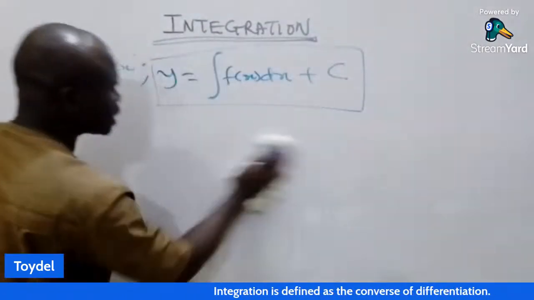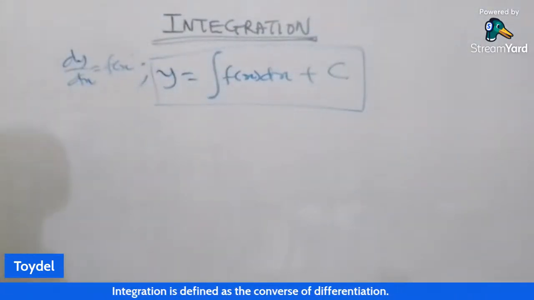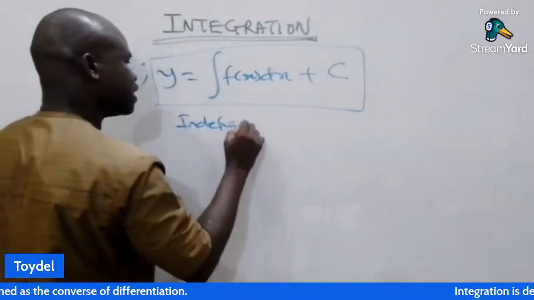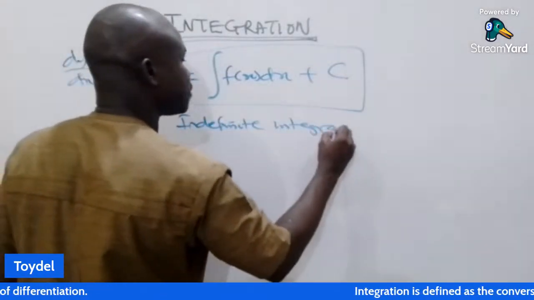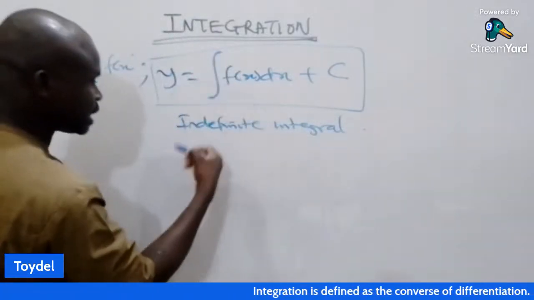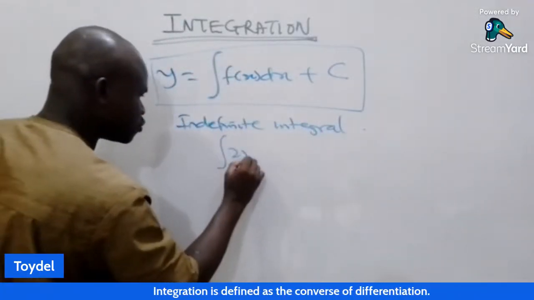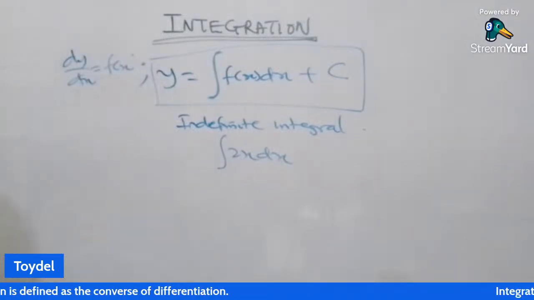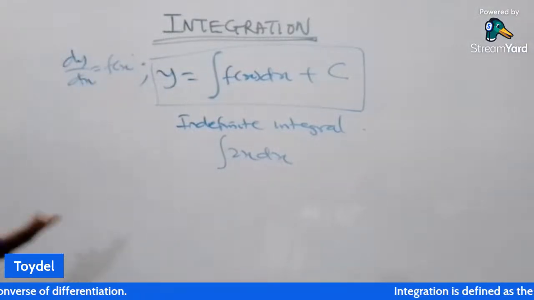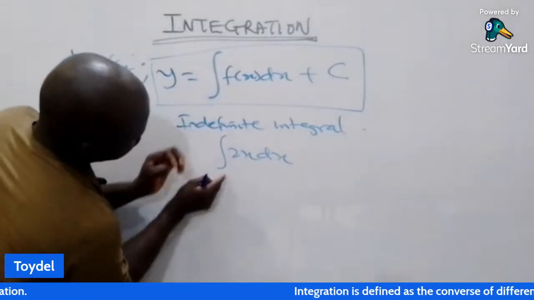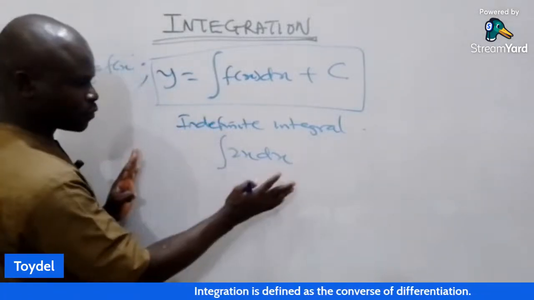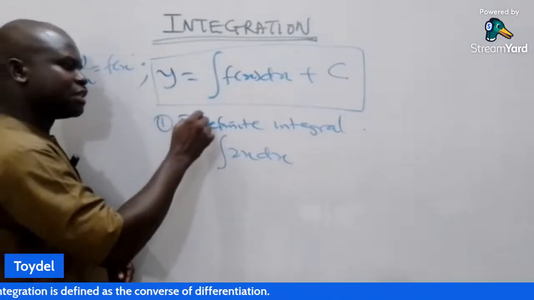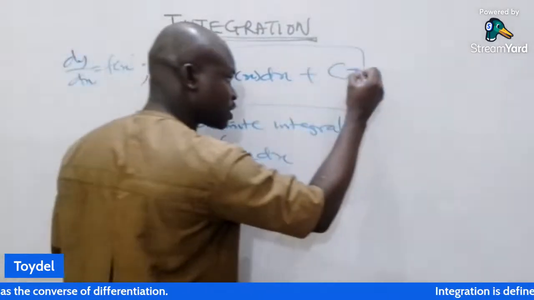Now, note that there are two types of integration. We have the indefinite integral, like the example that I gave, where the limits are open. For instance, you can have the integral of 2x dx. This is an example of an indefinite integral. It's open-ended. There's no boundary. It is open at the lower bound and upper bound. Whenever you integrate under the indefinite integral, you must put an arbitrary constant. It is compulsory.